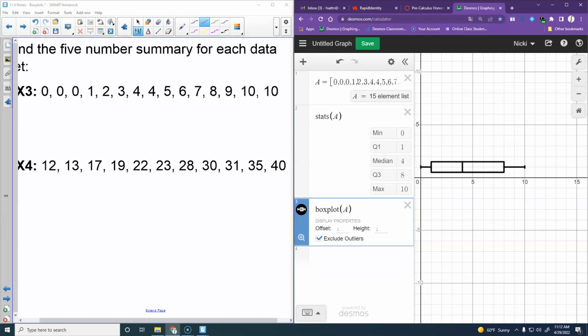All right, so the stats, so instruction right here, so you go to stats A. You use capital A because you've labeled that capital A. And then in the next one, we'll use box plot A. Use the square bracket.